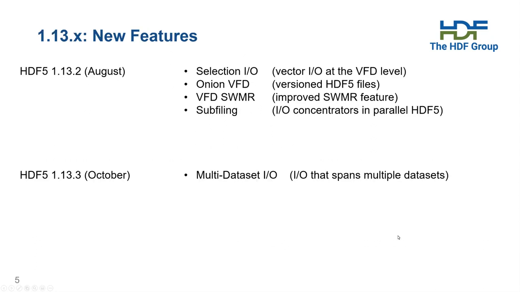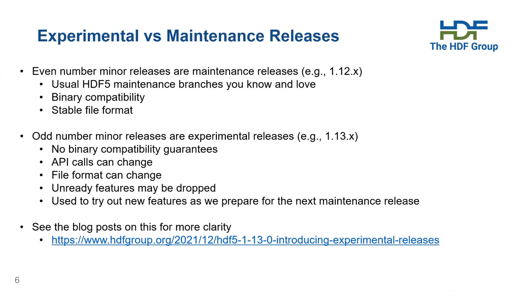So the features that are coming, 1.13.2 is going to have selection IO in it. That's vector IO at the VFD level, virtual file driver level. So that's not really user visible. The Onion VFD, which is versioned HDF5 files, and we'll talk about that a little bit here. Then the VFD swimmer feature, which is an improved swimmer feature. Subfiling, which is an ECP parallel HDF5 feature. That's IO concentrators in parallel HDF5, allows you to find a happy medium between file per process and single shared file. And then in 1.13.3, we'll have the multi-dataset IO feature, which allows IO operations that span multiple datasets. It's more of a parallel HDF5 feature.